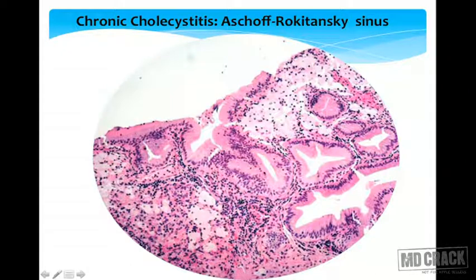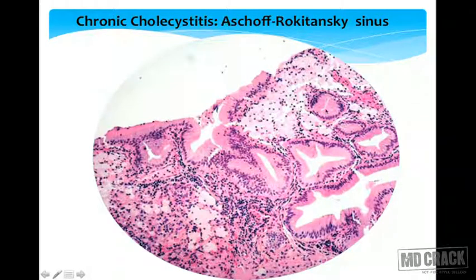Rarely the mucosa will dip into the muscle layer, up to the muscle layer. That kind of thing we call Aschoff Rokitansky sinus or Rokitansky Aschoff sinus. What is the importance of this? Initially, especially for an inexperienced pathologist, it can mimic malignancy: he may think that mucus secreting glands are there in the muscle and it is adenocarcinoma of the gallbladder.